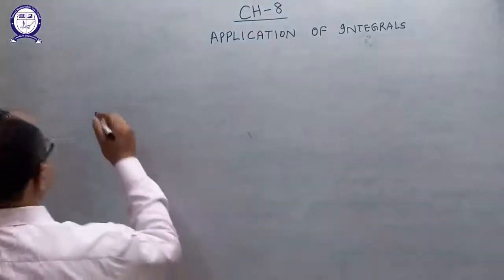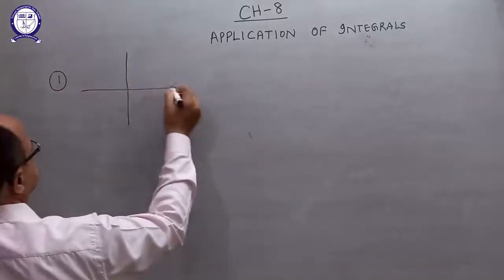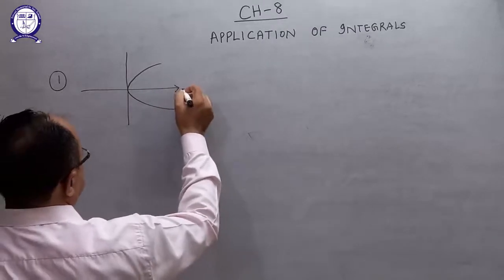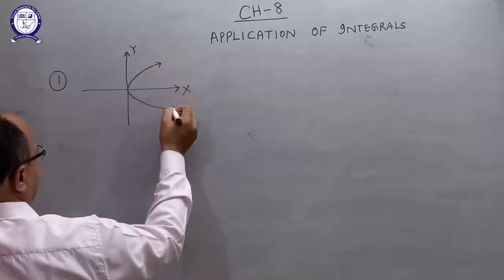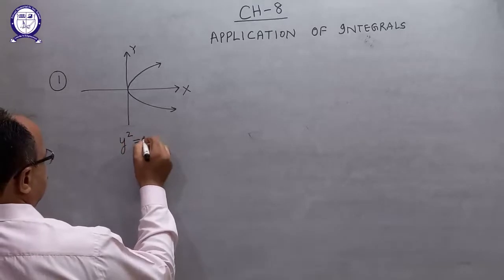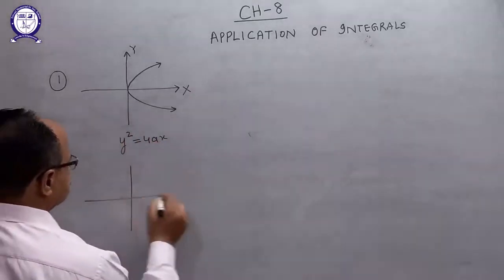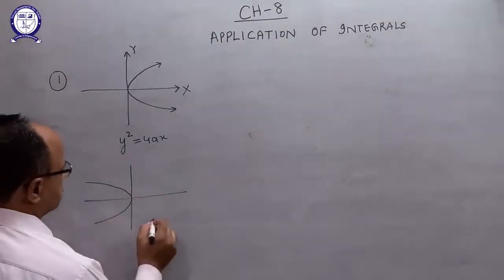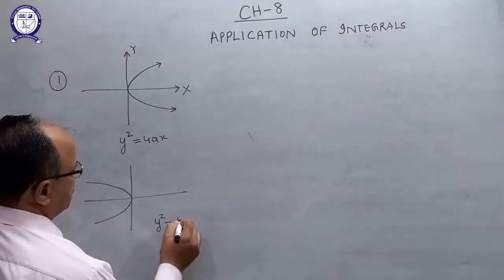Property number 1. You know that in 11th class we study about these properties. This is called right hand parabola, and the equation of right hand parabola is y square is equal to 4ax, and this is called left hand parabola, that is y square is equal to minus 4ax.